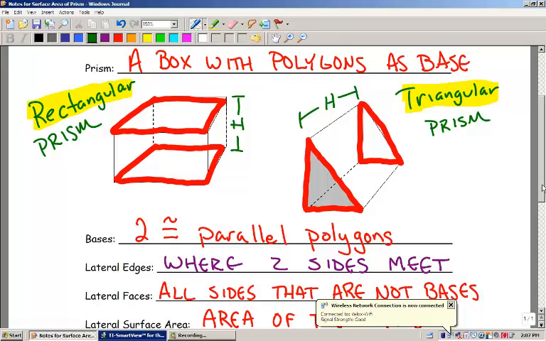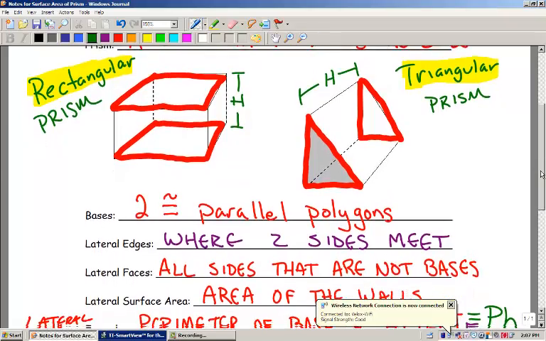The lateral edges are where your two sides are going to meet. Your lateral edges are usually going to be congruent to each other, and it's just a term that we're going to be referring to throughout the course of this unit. Lateral faces are all the other sides that are not considered your bases. They are what I refer to as the walls of your prisms.